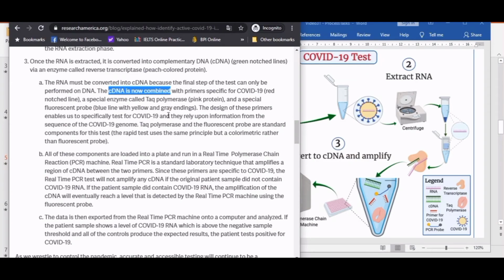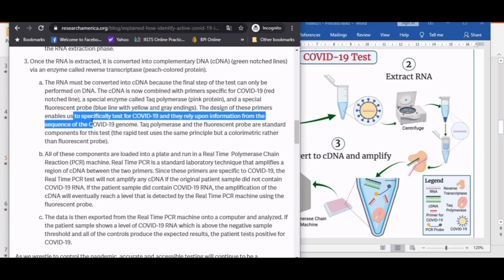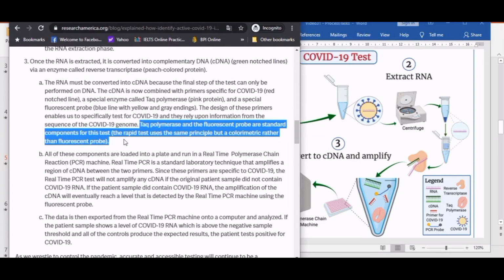And the design of these primers enables us to specifically test for COVID-19, and they rely upon information from the sequence of the COVID-19 genome. So Taq polymerase and the fluorescent probe are standard components for this test. That's all in the active voice.